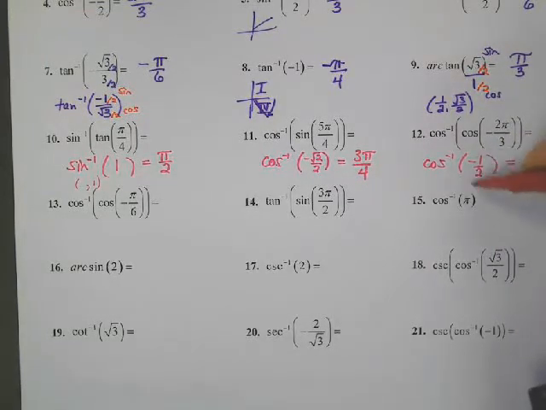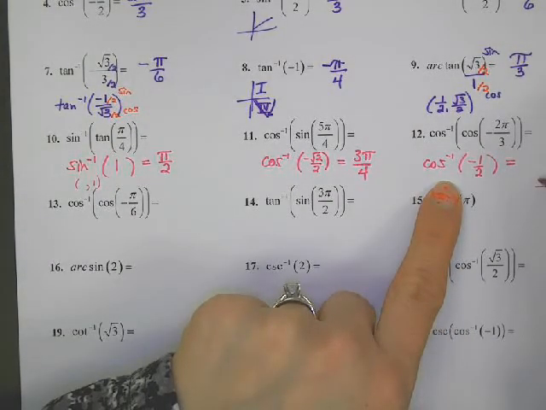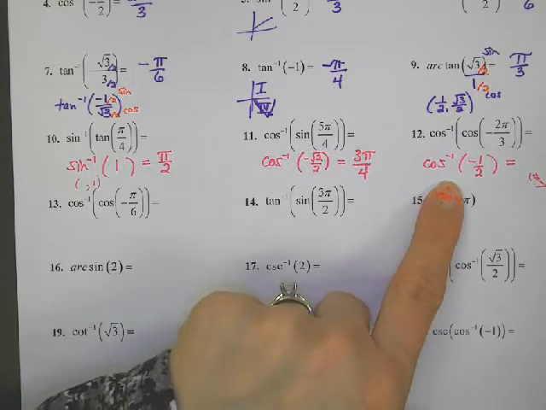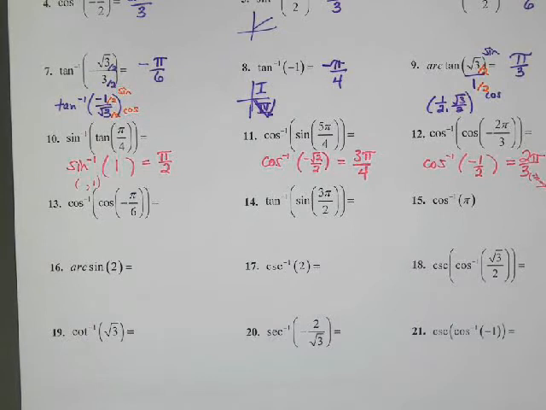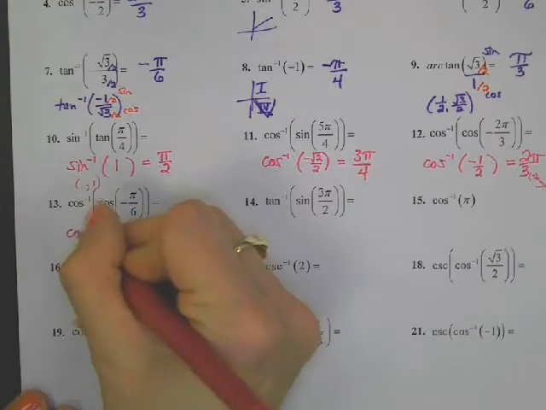Okay, now we've got an inverse problem. Where are you going to look for negative cosines? Quadrant 2. Put your brain in quadrant 2. Cosine is negative 1/2. What angle am I thinking of? 2 pi over 3. Okay. Cosine inverse.